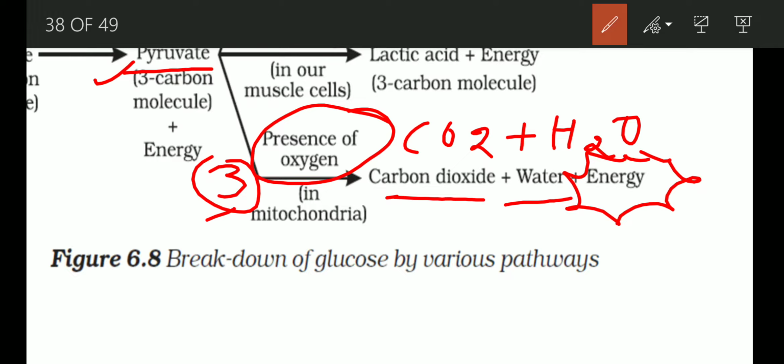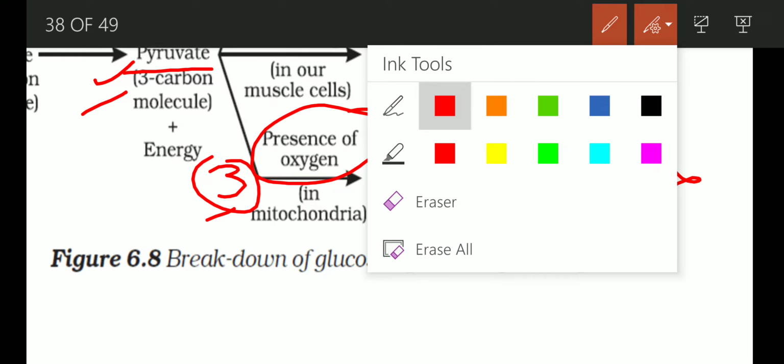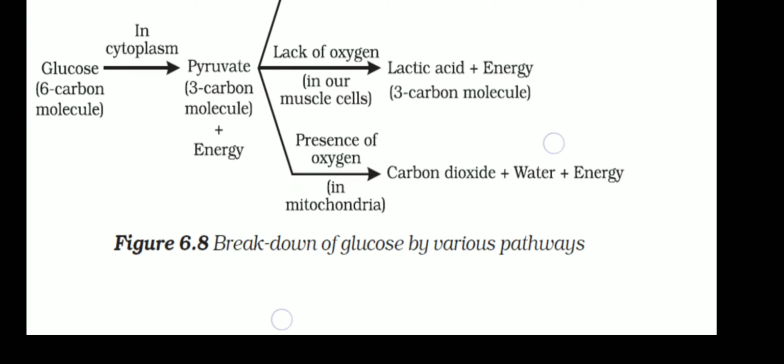Okay, so pyruvate is a 3 carbon compound. Here we have got 1 carbon compound. So to balance out the number of carbons, there should be 3 carbon dioxide molecules. There should be formation of 3 molecules of carbon dioxide. It is followed by release of huge amount of energy. So let's see these 3 pathways.